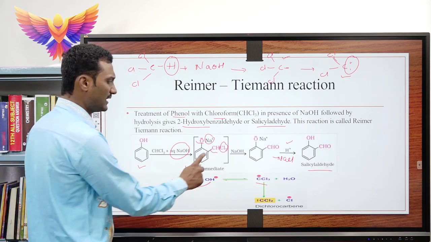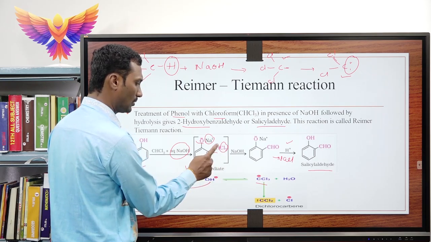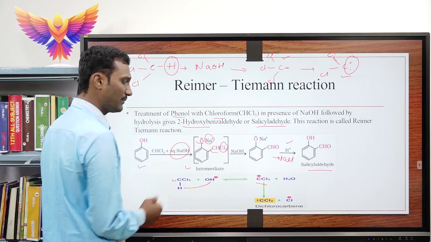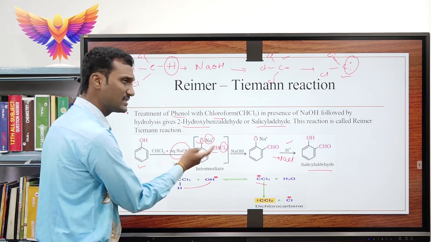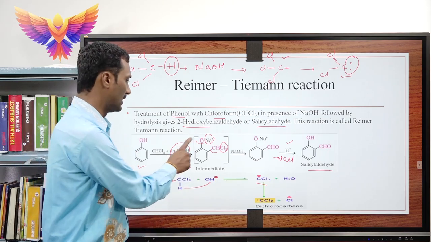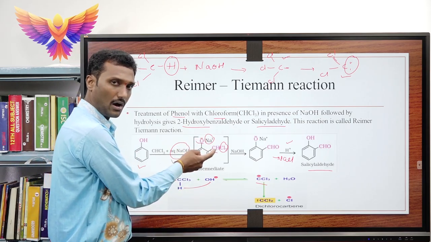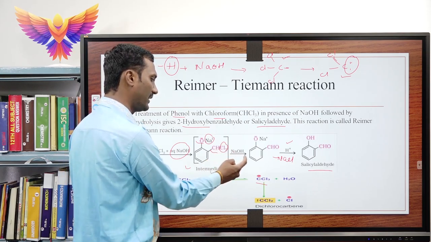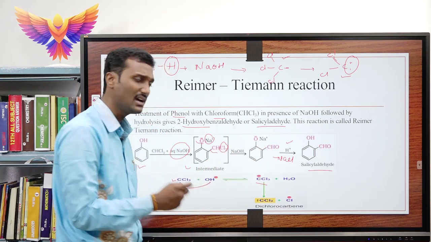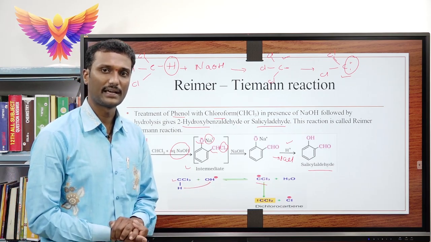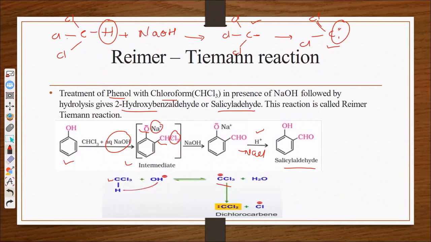You may ask, sir, here we have the dichloromethyl group, and sodium here we have, right? So it undergoes a hydrogen shift. The hydrogen shifts over the sodium to the ortho position, and the remaining sodium reacts with the chlorine, and OH will be attached to form an aldehyde group. So this is about the Reimer-Tiemann reaction. I hope you understood. So we'll go to the next reaction.